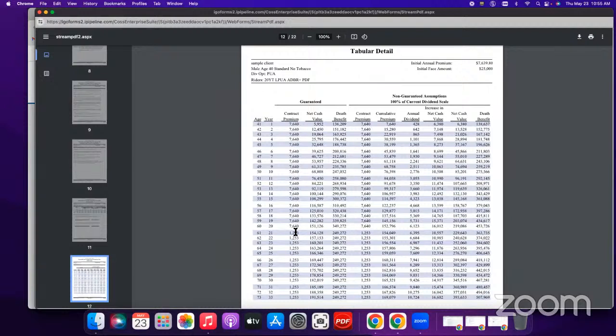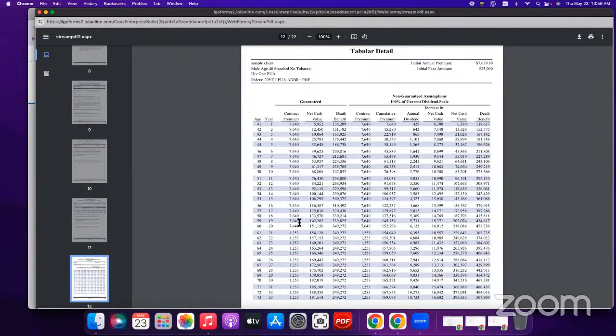By the time you get down here to year 20, you put $7,640 in. Your cash value increases by double what you put into it. That's pretty amazing. Now here's what's really amazing. Look at year 21: $1,253 in. Increase in net cash value is 10,557.